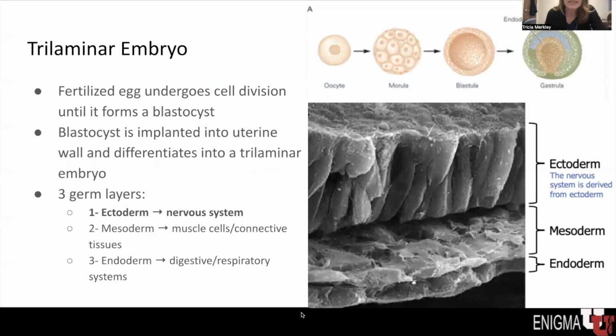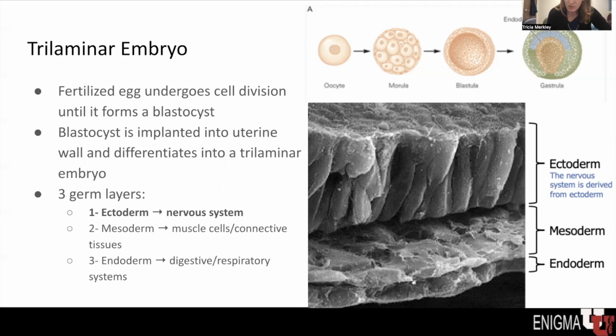So the fertilized egg first undergoes cell division until it becomes a blastocyst, which is a cluster of these dividing cells made from the fertilized egg. This blastocyst is implanted into the uterine wall, and it differentiates into a trilaminar embryo, meaning that the embryo has 3 different layers, or we call them germ layers.